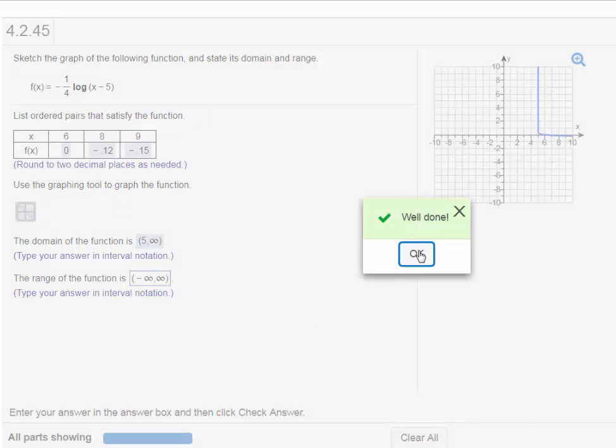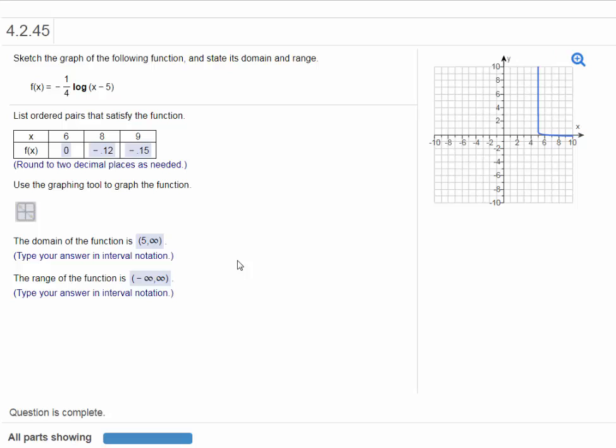Okay. Good. And that's it. The question is complete. We've answered all the parts, and there's our graph. Okay, hope that helps.